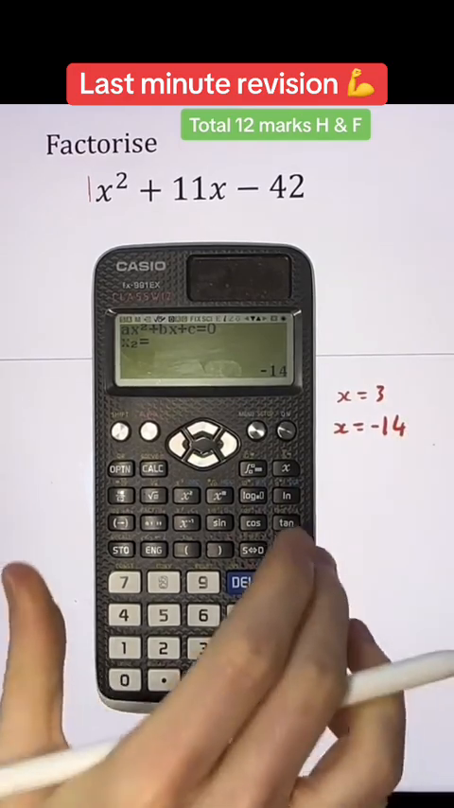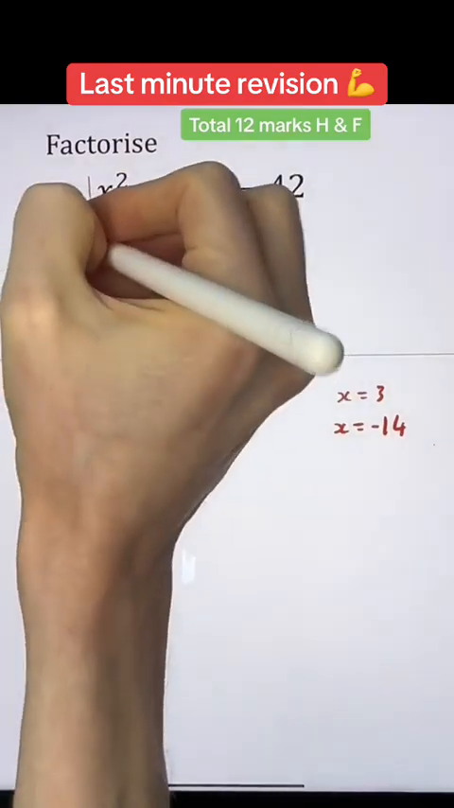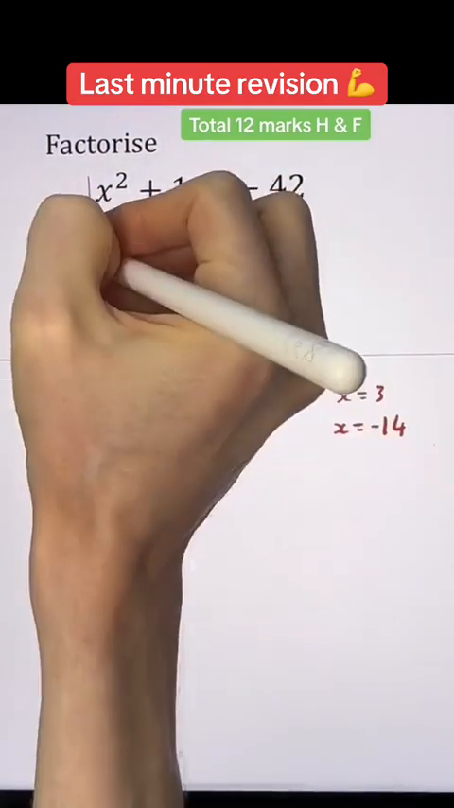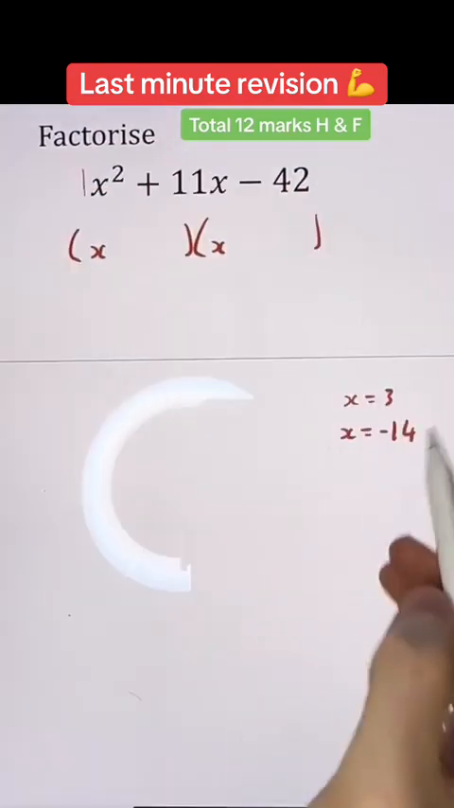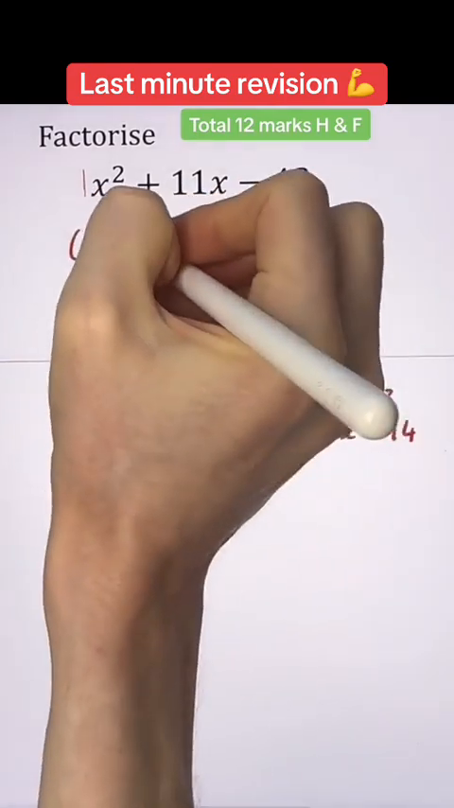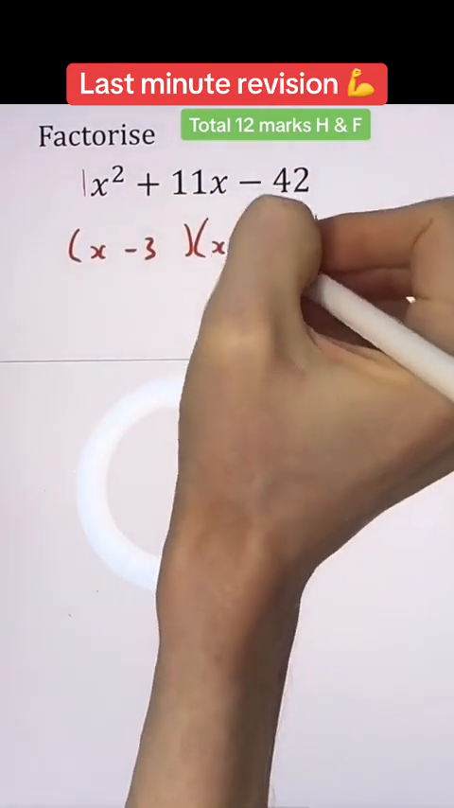That's solving. As we're factorising, we can now go back, open our double brackets. We always put an x in each bracket. And now we always do the opposite. So the opposite of plus 3 is minus 3. Opposite of minus 14 is plus 14.